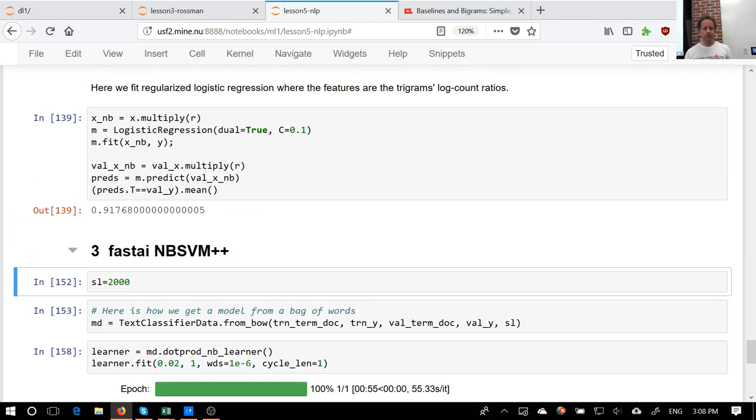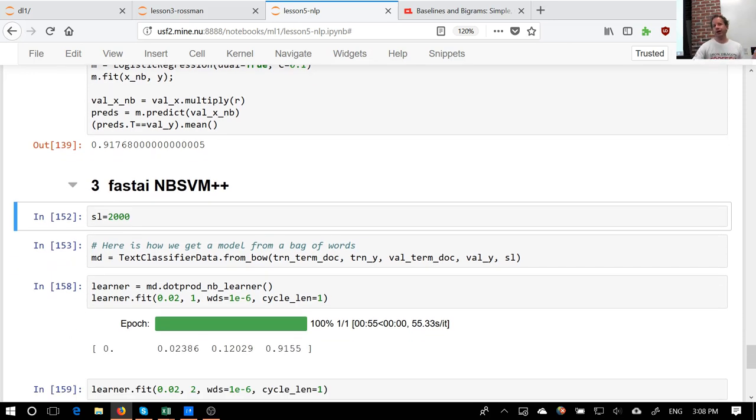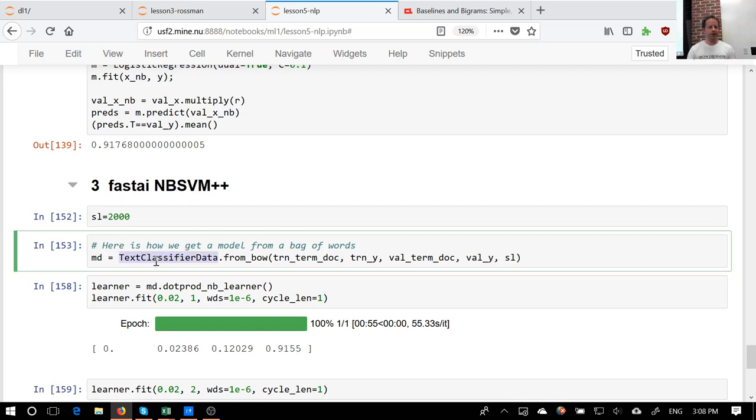So let me first show you the code. Once I figured out the best way I could come up with to do a linear bag of words model, I embedded it into fastai so you can just write a couple of lines of code. The code is basically: I want to create a data class for text classification from a bag of words. Here is my bag of words, here are my labels, here is the same thing for the validation set, and use up to 2000 unique words per review, which is plenty.